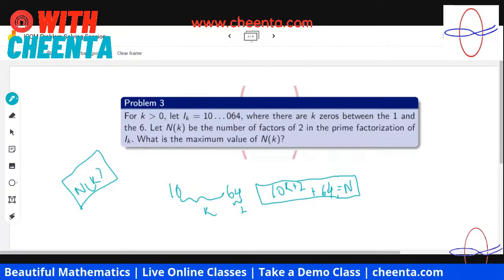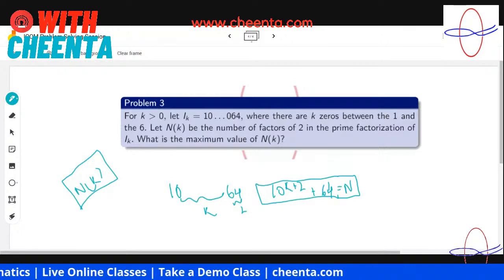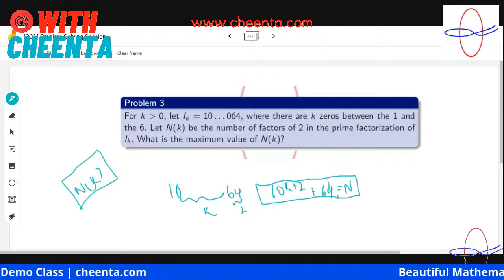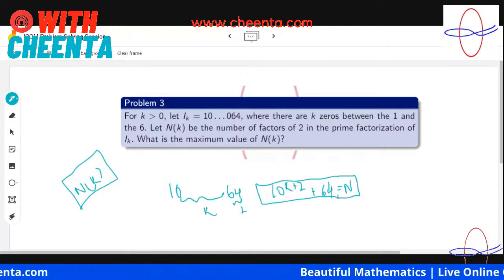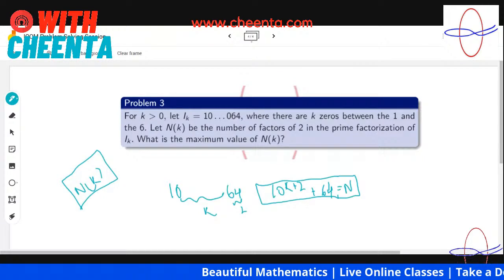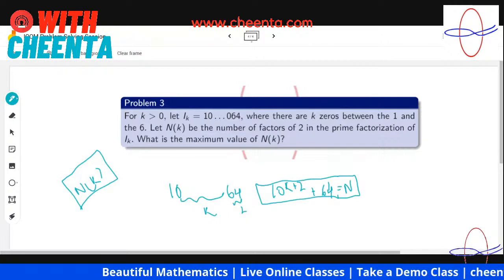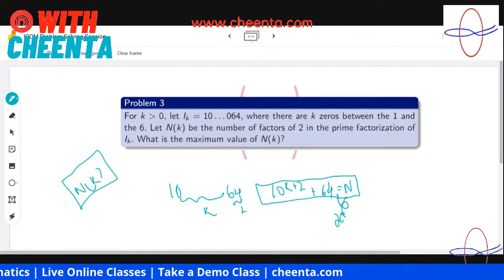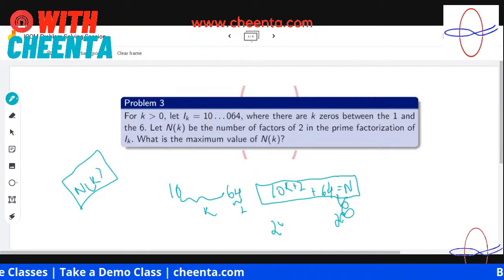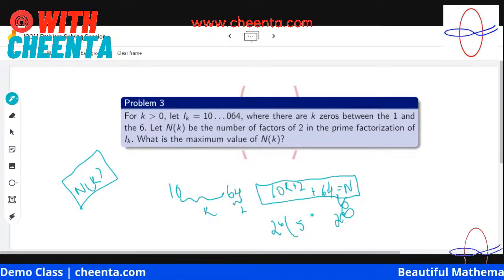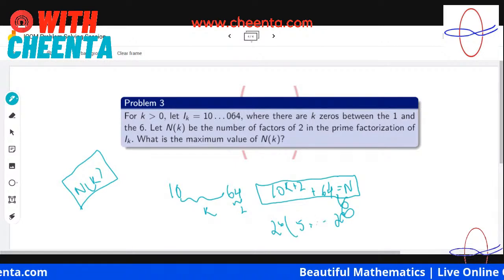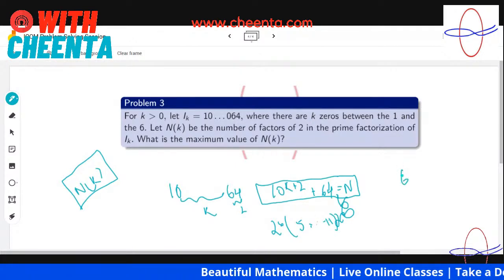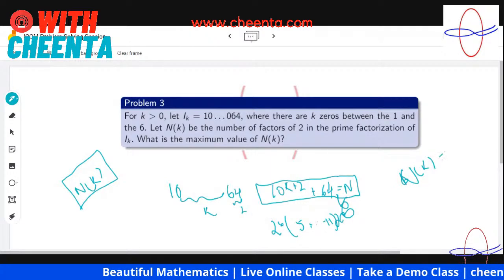The maximum power of 2 that is possible over here is... 64 is what? 64 is 2 to the power 6, right? This is very easy. So what it can do is 2 to the power 6 into 5 to the power of something, plus 1. So this is 2 to the power 6. The maximum value of nk is 6. It's a very easy problem.